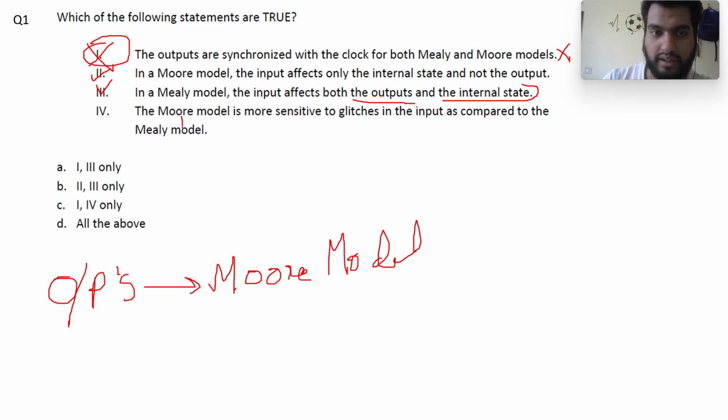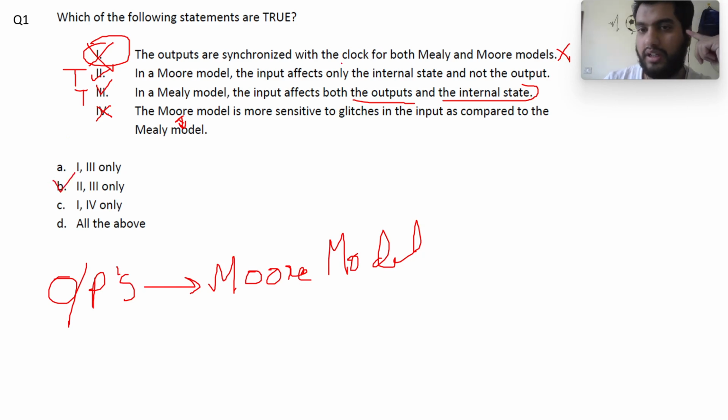So this should be the converse. The statement as it is, is wrong. So statement number 2 is correct and statement number 3 is true. Let's check which of the options has 2 and 3. A has 1 and 3 only, B has 2 and 3 only, C has 1 and 4 only, D has all of the above. So 2 and 3 are correct, so option B is our right answer.